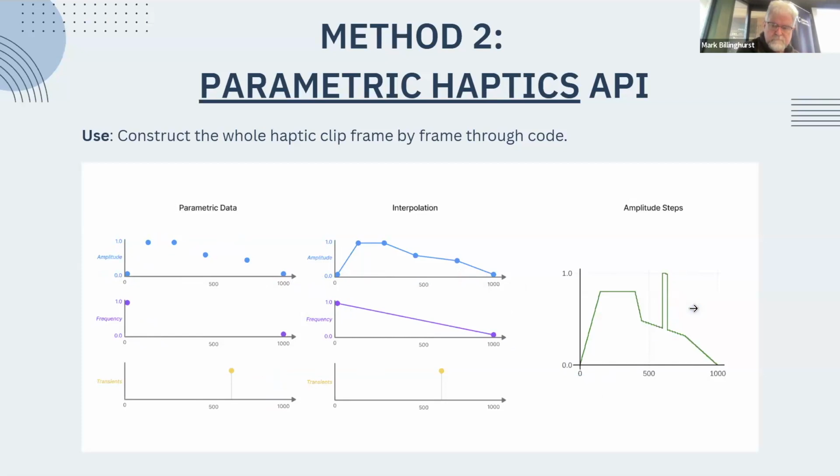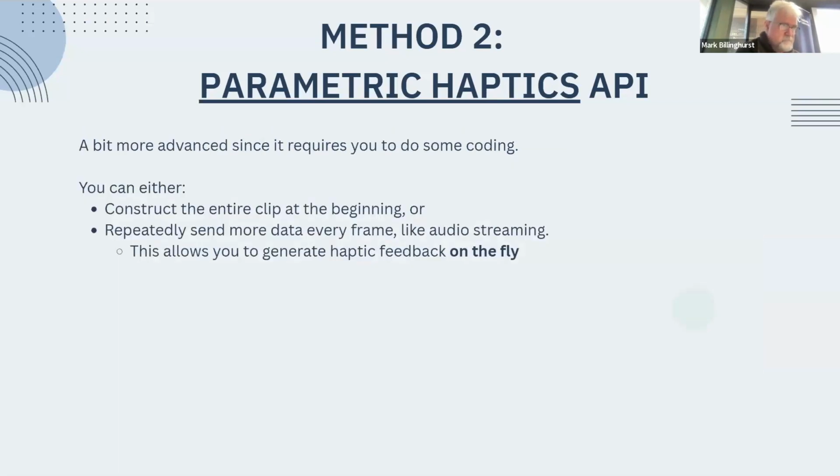And so what the parametric haptics API does is that it allows you to either construct the entire clip at the beginning, or you can repeatedly send more data every frame. So think about audio streaming. This would be a bit more advanced because it requires you to do some coding, but the benefit of it is that it allows you to generate haptic feedback on the fly. Well, I didn't mean that fly, but I meant procedurally.